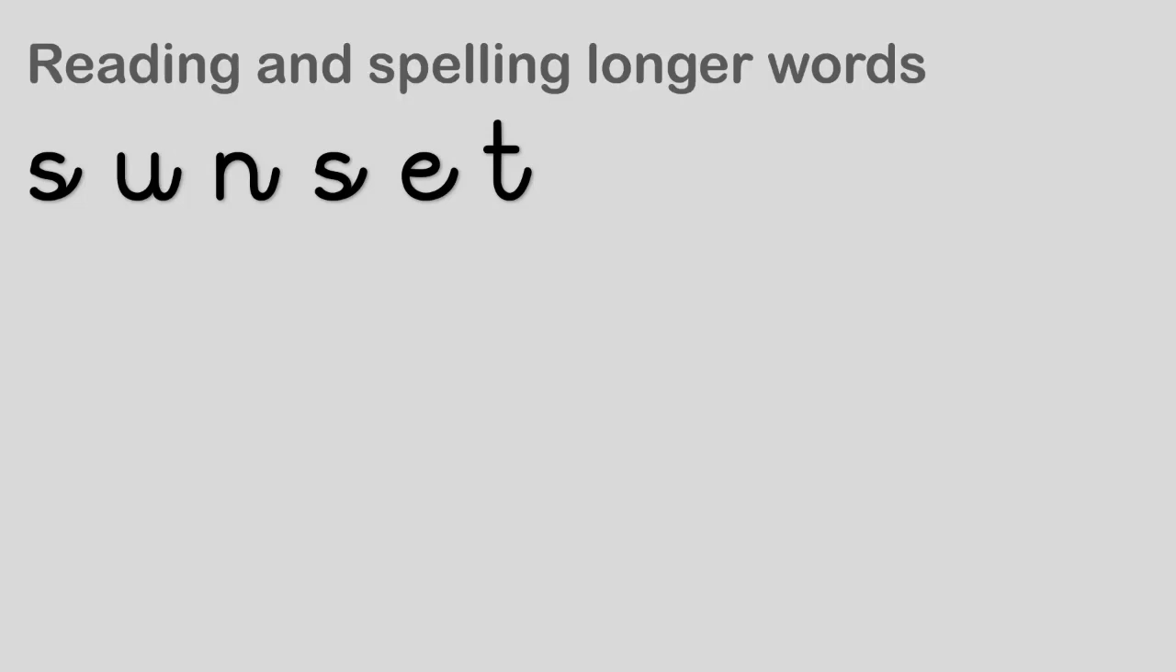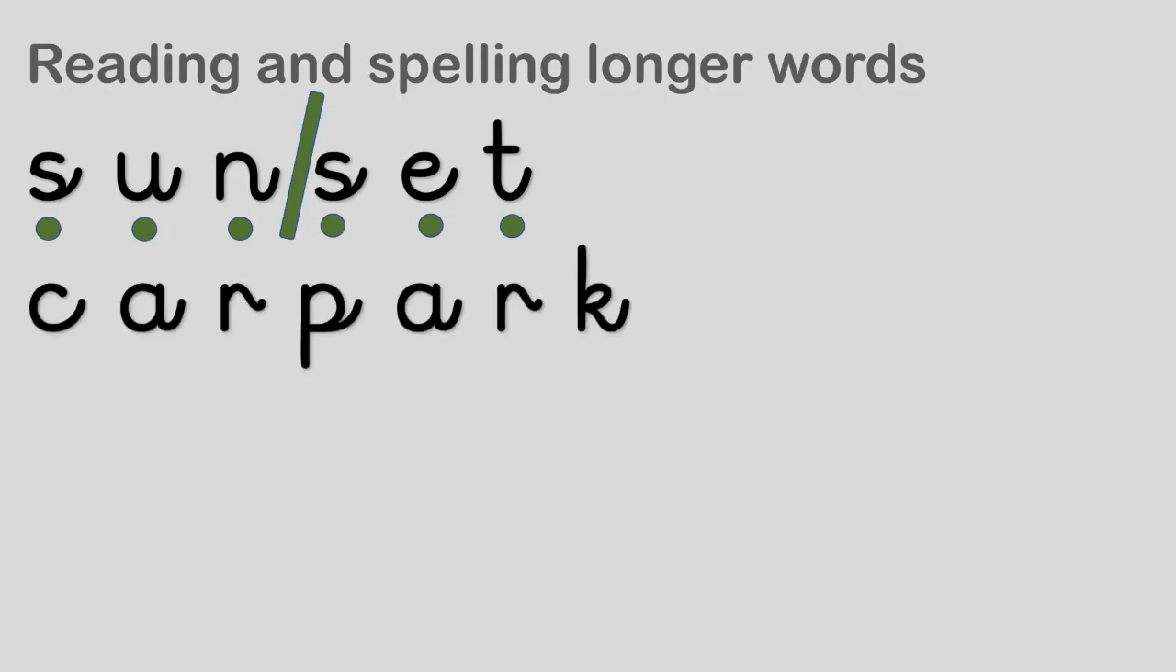So let's have a look at sun, and have a syllable break. We've got the first part, sun. Set. The beginning was sun, the end was set. The word says sunset. Let's have a look at this one.